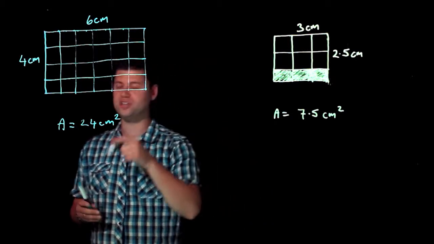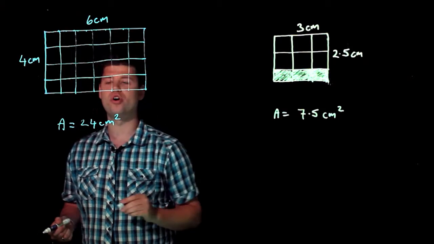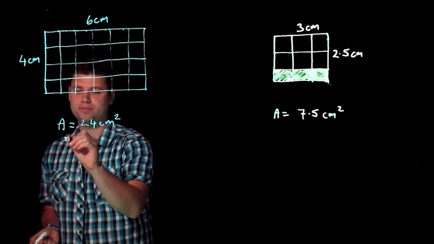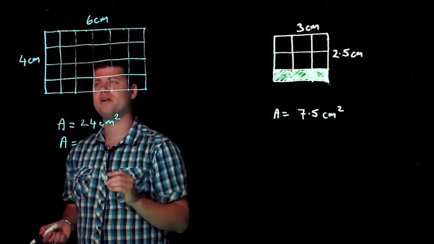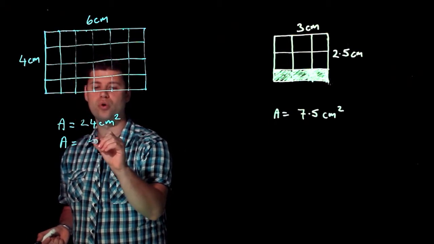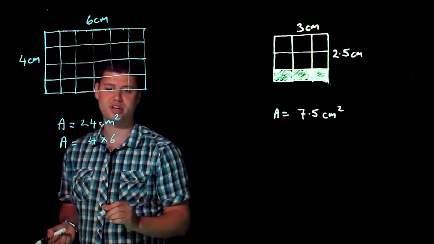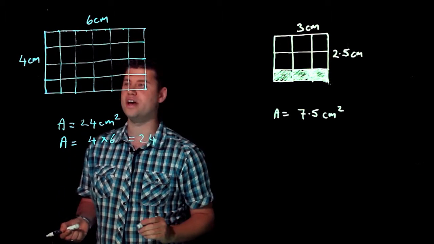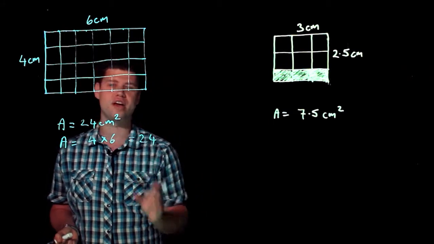Now, what we might like to look at at this point is just the relationship between the area we've got and the numbers that we've got on our diagram. So the area of the rectangle here, as we've seen, is 24. And that's exactly the same as what 4 times 6 is. 4 times 6 is 24. And so what we can actually do here is allow this to give us a formula to find the area of the rectangle.